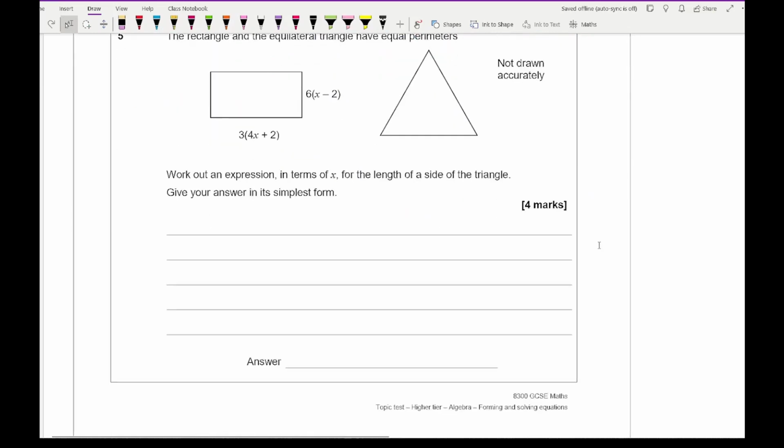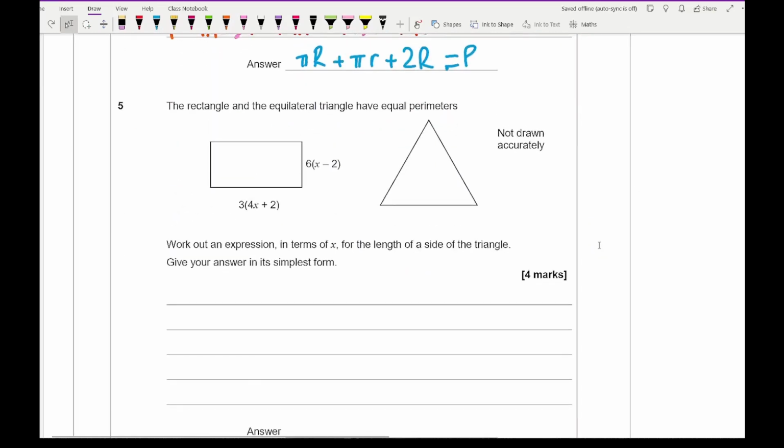Now moving on to question 5, it says the rectangle and the equilateral triangle have the same perimeters. Work out an expression in terms of x for the length of the side of a triangle. Give your answer in its simplest form. So the first thing I need to do is work out the perimeter of the rectangle. So if this side is 3 lots of 4x plus 2, then if I just simplify that, that's going to be 12x plus 6. And if I simplify the height, that's going to be 6x minus 12.